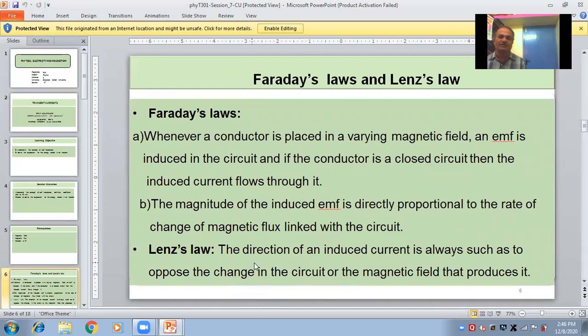Lenz's law tells that the direction of an induced current is always such as to oppose the change in the flux or the magnetic field produced by it. Once the flux changes, an EMF is induced in the coil, and that induced EMF generates some current. The direction of that current will be such that it opposes the change in the flux of the magnetic field. That is given by Lenz's law.